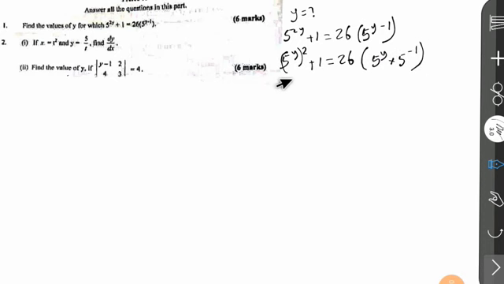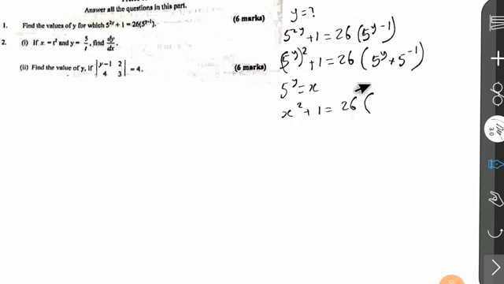You can see now. The next thing to do is to declare that we have 5 raised to the power of y here, and 5 raised to the power of y here, so you can simply say 5 raised to the power of y is equal to s. So let's put it here. If you put it into what we have here, it will be s raised to the power of 2 plus 1 equal to 26.